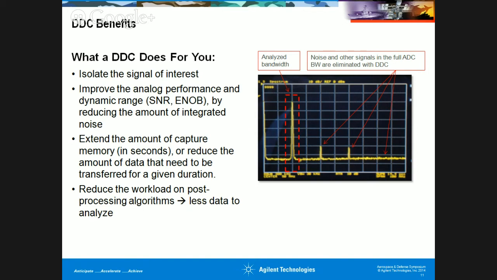Okay, so how does it improve my system performance? It improves the signal to noise ratio, because when I am only taking this particular band, it is like digital filtering. I am improving the signal to noise ratio of my system, and all the unwanted signals, as has been shown here, are removed. It also extends the amount of data that I am capturing by reducing the sample rate, or by reducing the bandwidth of my signal being captured. So it reduces the workload on the post-processing algorithm because you have less data to process.